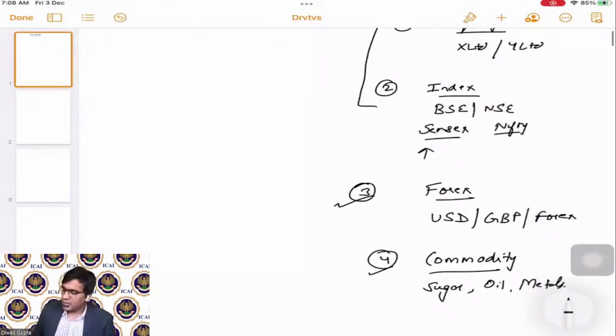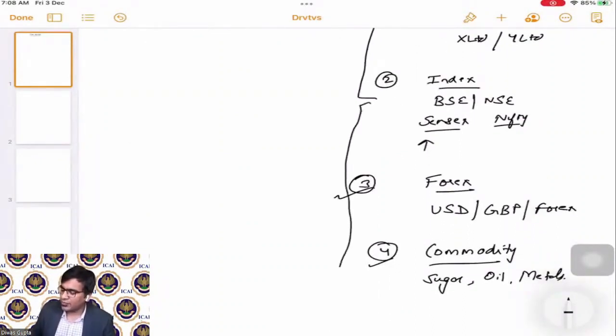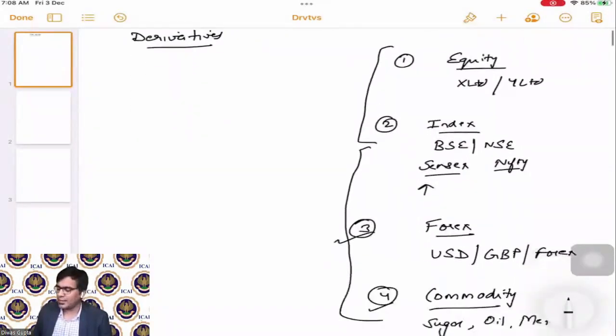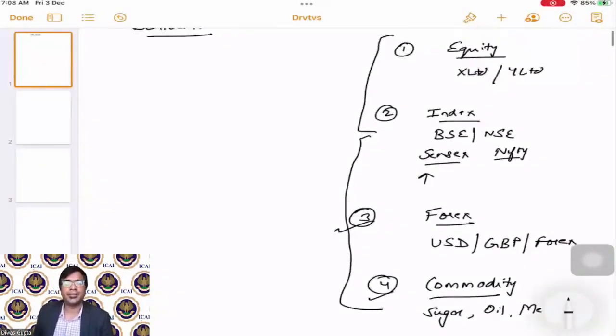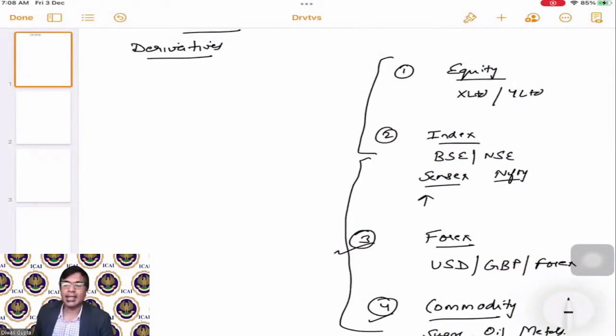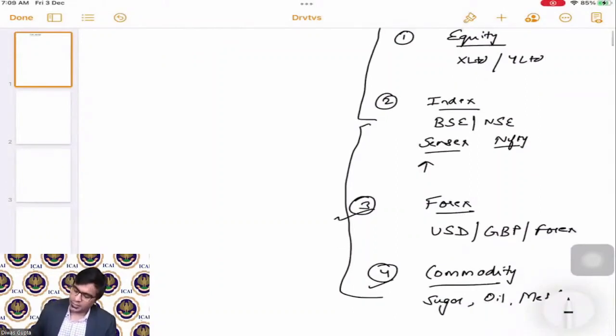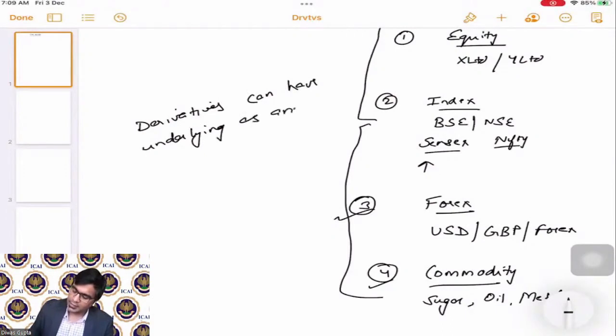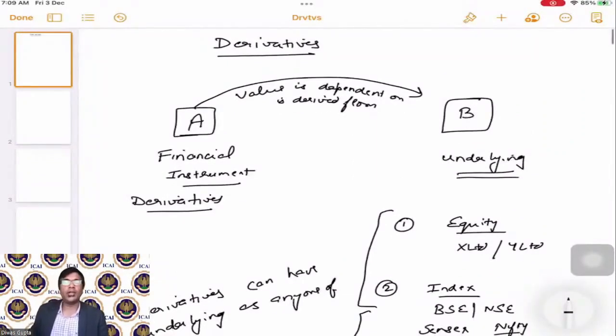Okay, students. So these are the broad four kinds of underlyings that can be there: equity, index, forex, and commodity. It can be equity, it can be index, any kind of index, it can be forex, it can be commodity. So derivatives can have underlying as any one of them. Now, till now, we have only elaborated underlying. We have only spoken on underlying, correct?